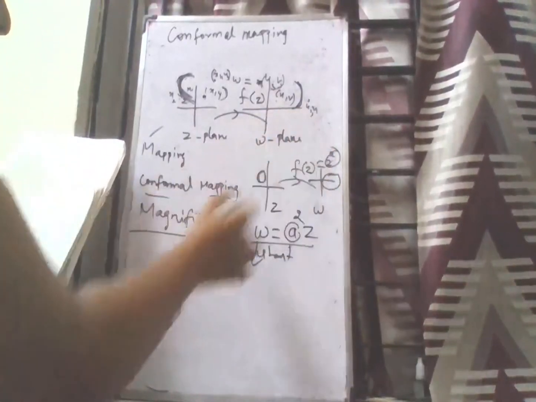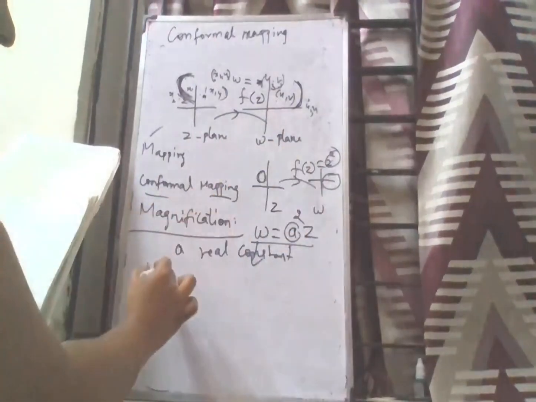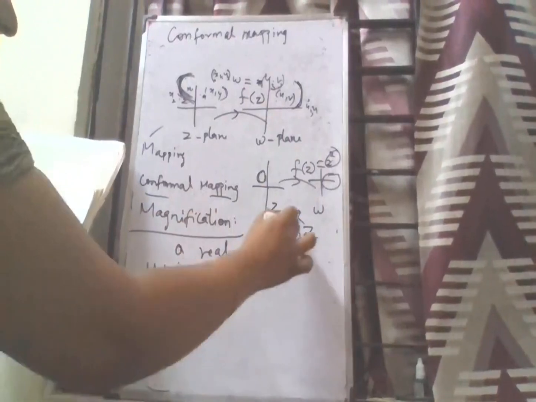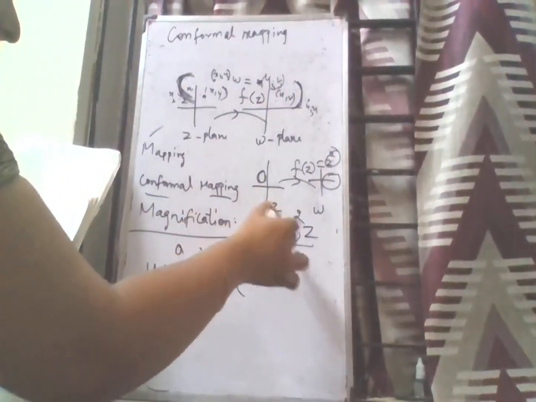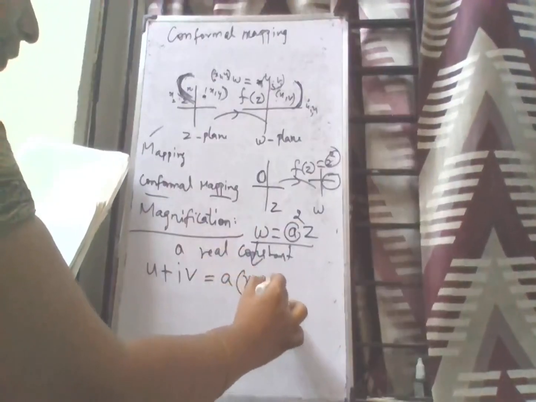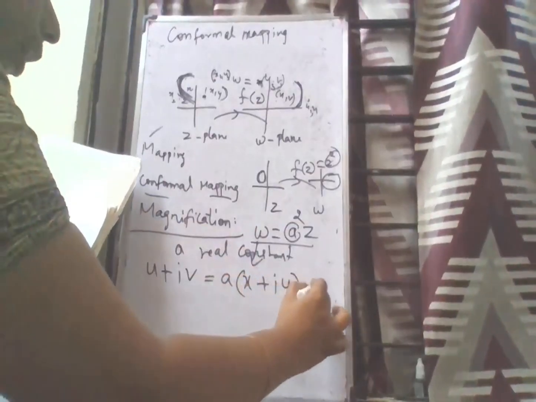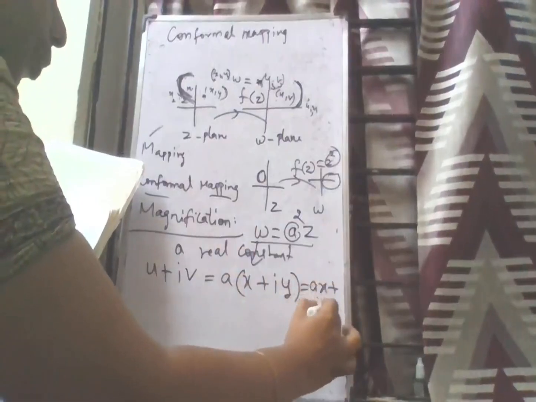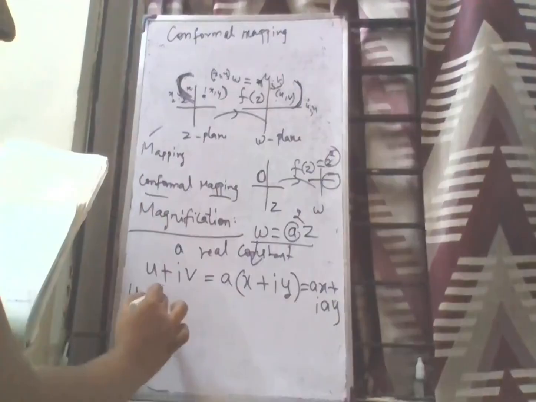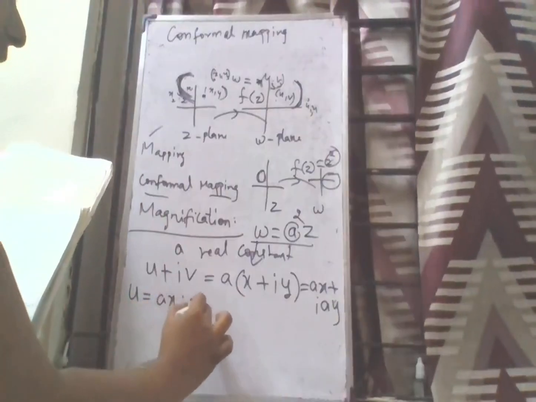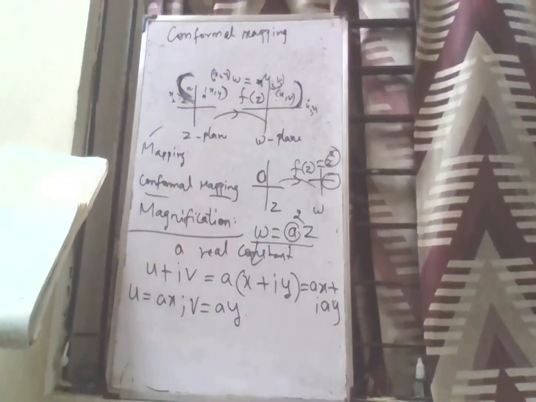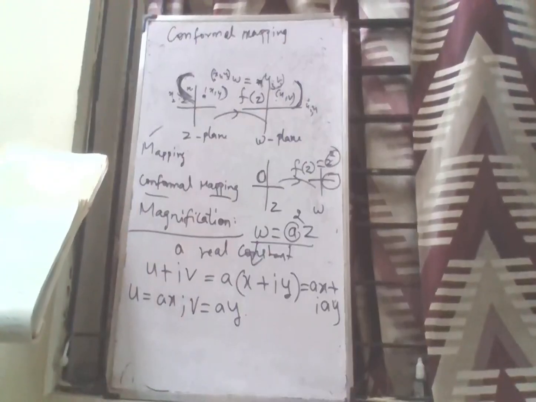Whenever in the W plane, how will we represent it? W you will represent in terms of U plus iV equal to a times z. Let me explain the transformation. So z is equal to x plus iy, which is equal to ax plus i into a into y. Tell me, u is equal to ax and v is equal to ay. Okay. Now I think you're all clear here, right?